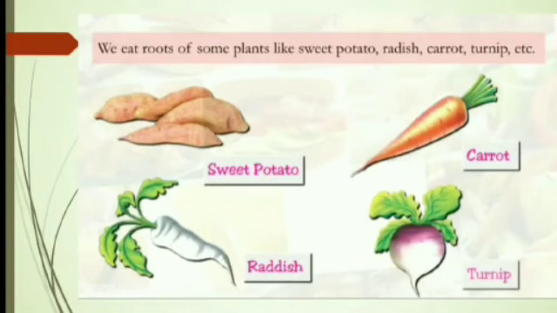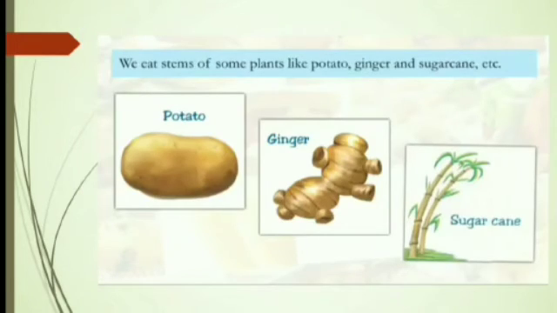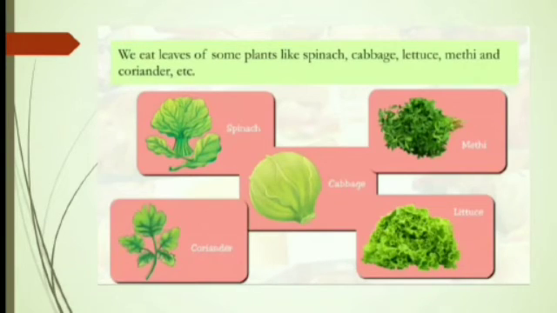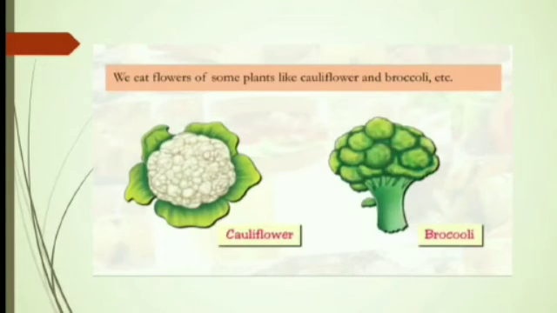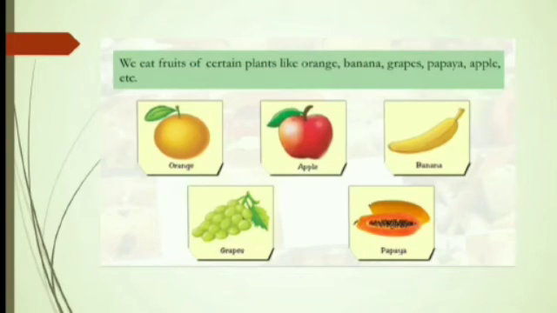We eat roots of some plants like sweet potato, radish, carrot, turnip, etc. We eat stems of some plants like potato, ginger, and sugarcane, etc. We eat leaves of some plants like spinach, cabbage, lettuce, methi, and coriander, etc. We eat flowers of some plants like cauliflower and broccoli, etc. We eat fruits of certain plants like orange, apple, banana, grapes, and papaya, etc.